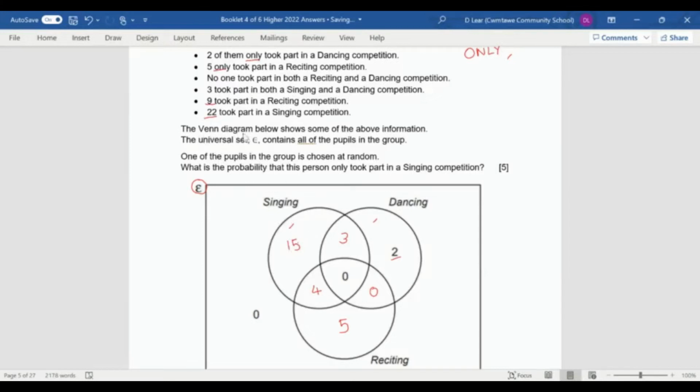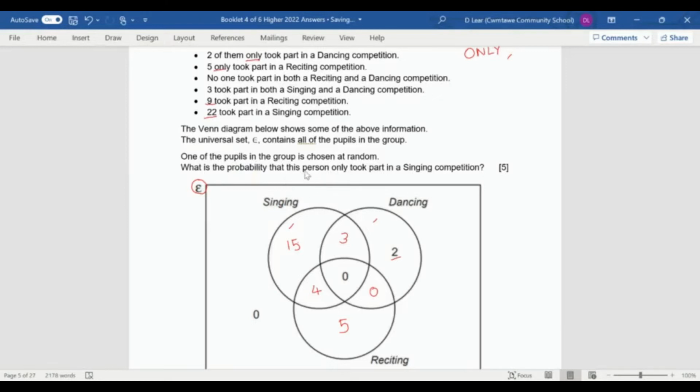Let's read the rest of the question. The Venn diagram below shows some of the above information. The universal set E contains all of the pupils in the group. Basically, I'm going to put all the pupils onto the Venn diagram somewhere. Okay. One of the pupils in the group is chosen at random.